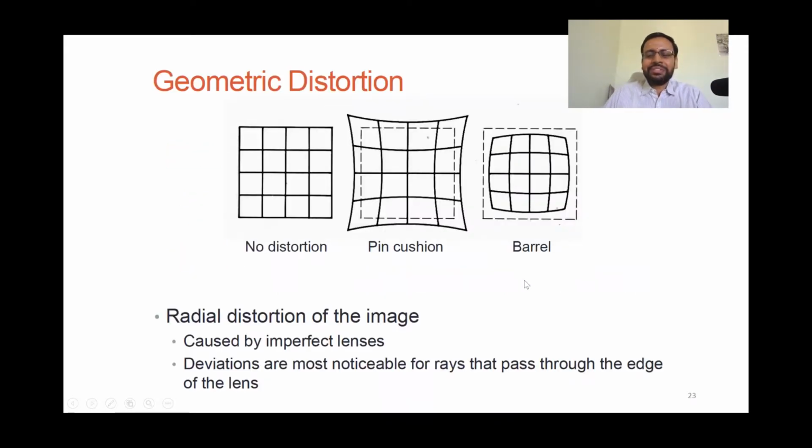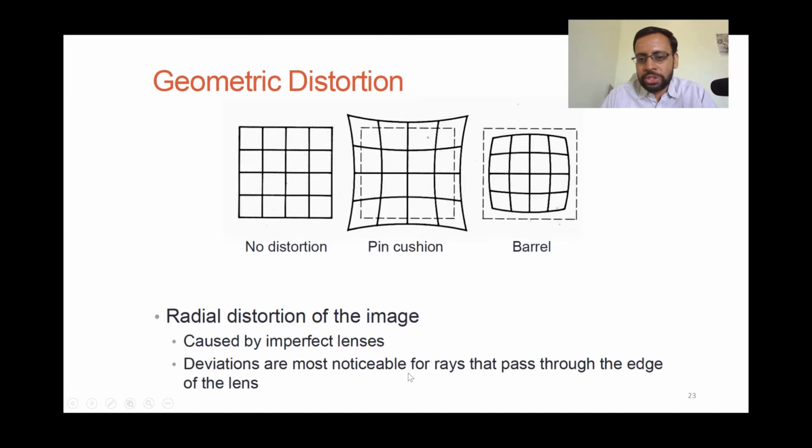And there are a lot of issues that need to be addressed in reality when you are using lenses for capturing images. For example, ideally you would expect something like this, but when you use a specific lens, there could be geometric distortions coming into play. For example, this could come out something like this, which is referred to as pincushion. So the grid this way, when you are capturing that, you would get something like this, or depending on the type of lens you are using, you would be getting something like this. So these are referred to as radial distortions of the image. They are caused by imperfect lenses.